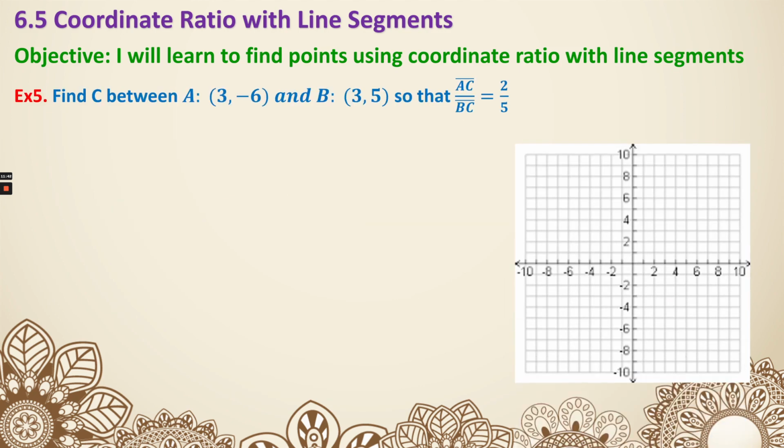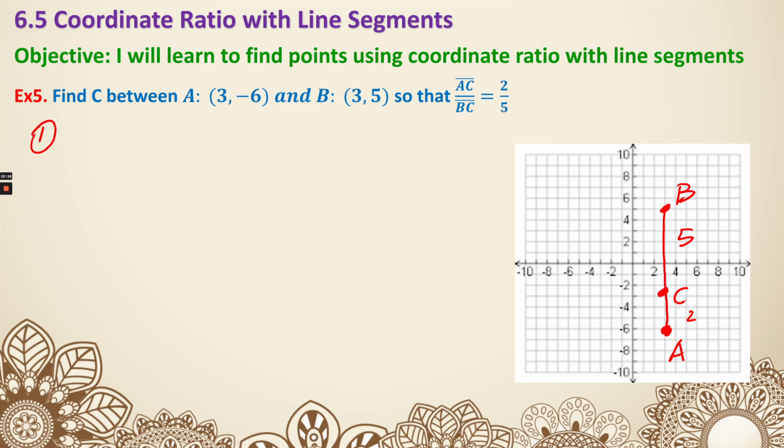Moving on, example 5. A is 3, -6, and B is 3, 5. There's my A, there's my B, and AC over BC is 2 over 5. So I'm going to roughly guess maybe somewhere around there is my C. I don't exactly know. Not precise at all. It's just a guess, but it's a 2 over 5. So you can pause here and try to set it up. Try both ways by yourself, and then you can come back and check.